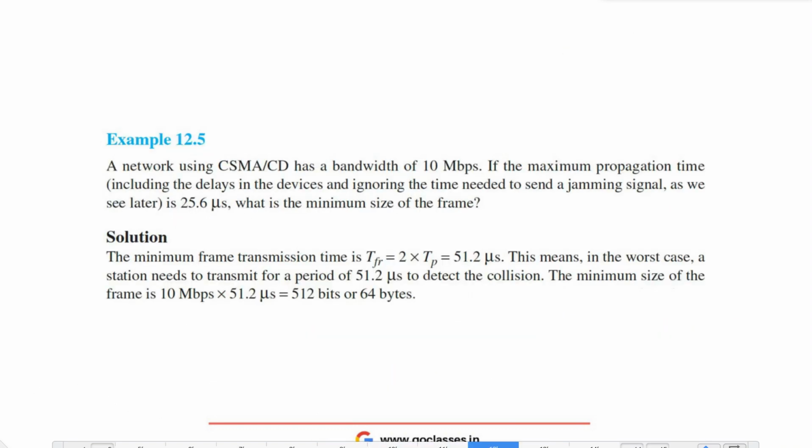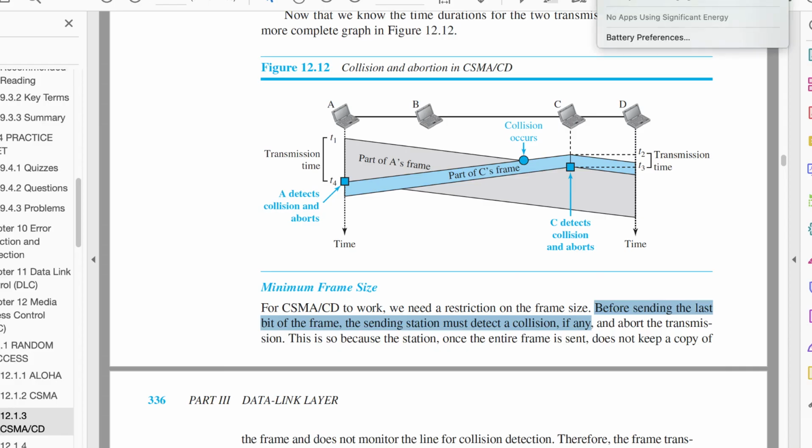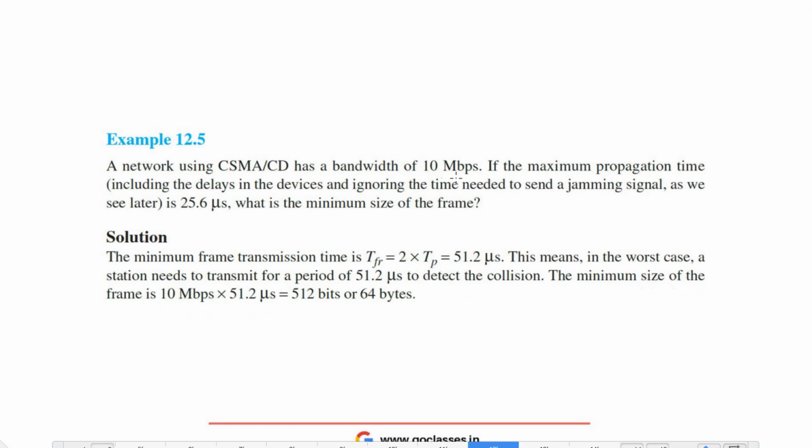Let's see this question. They are saying that CSMA/CD is being used and it has a bandwidth of 10 Mbps. The maximum propagation time, including the delay in the devices and the time needed to send the jamming signal and everything, is given to us as 25.6 microseconds. They are asking for the minimum size of the frame. So L should be greater than or equal to 2 TP into bandwidth.